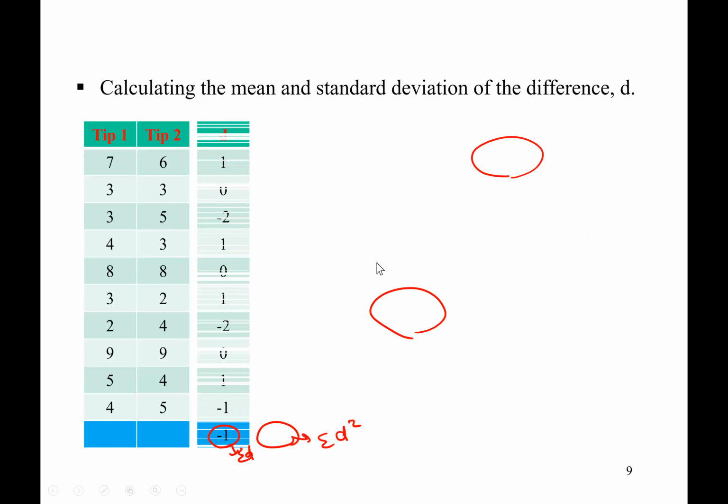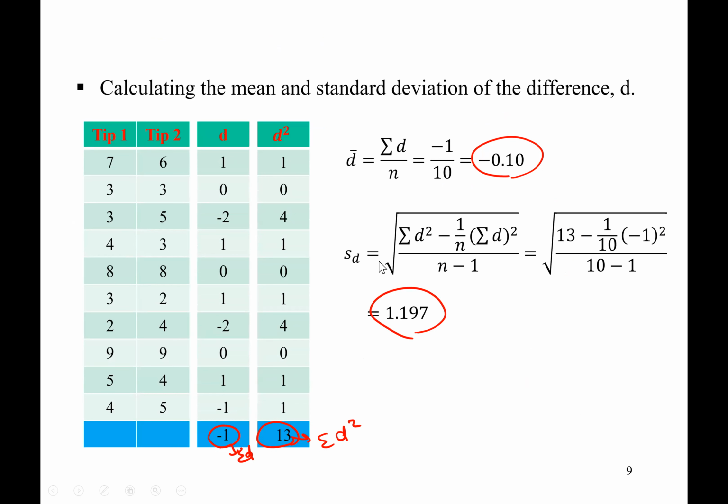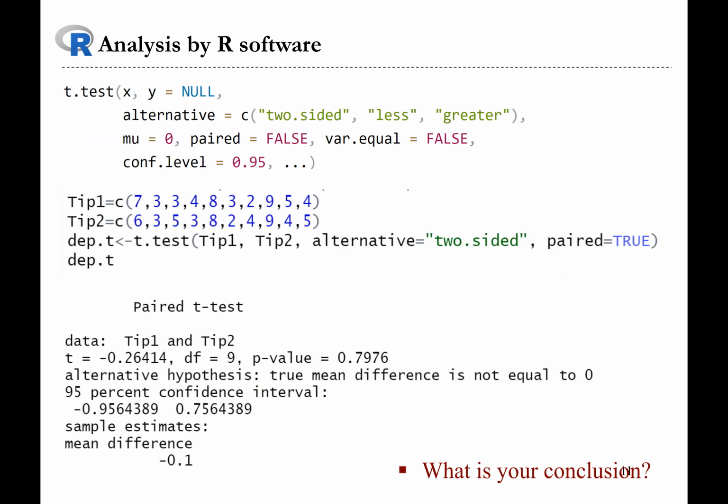So let's follow the 5 steps to see whether tip 1 equals tip 2 on average in hardness, or they are different. The first step, guys, if you have any question at any time, please let me know. Unmute yourself and ask me the question at any time.